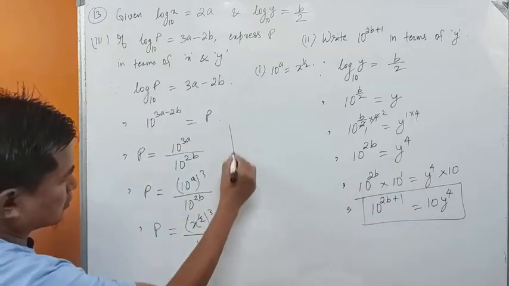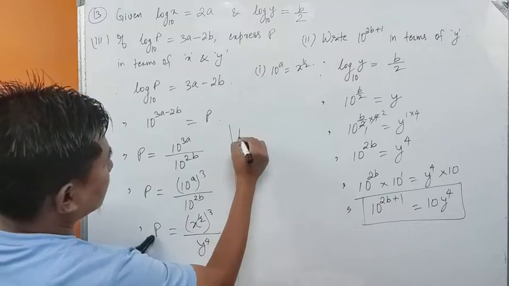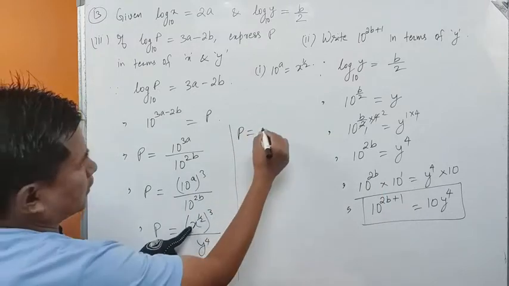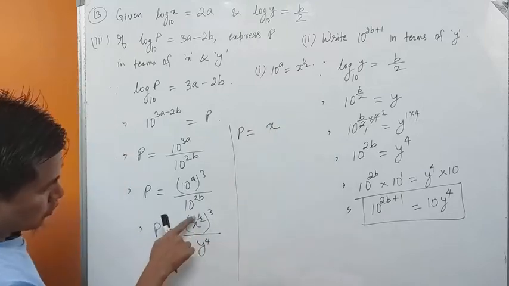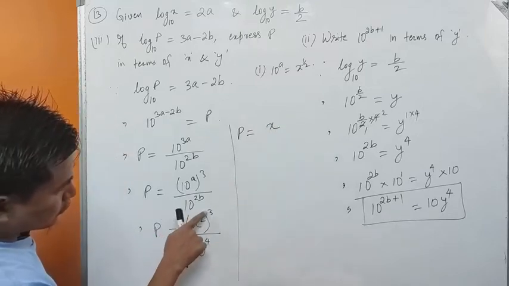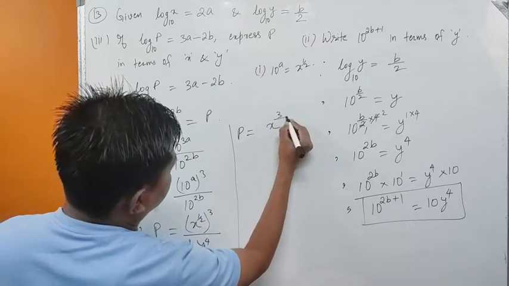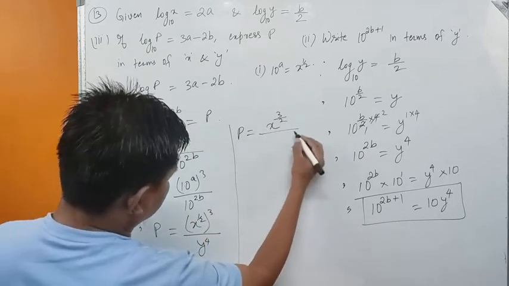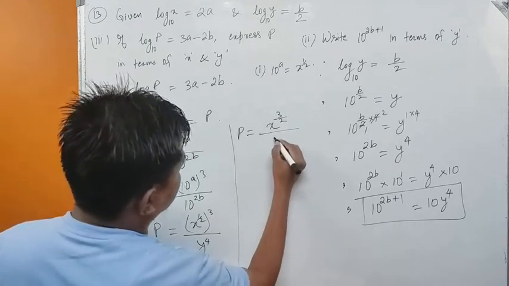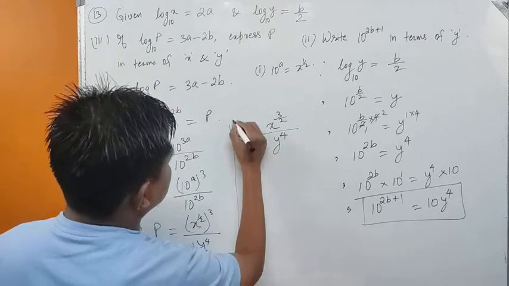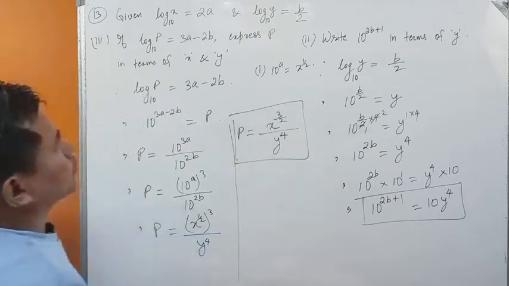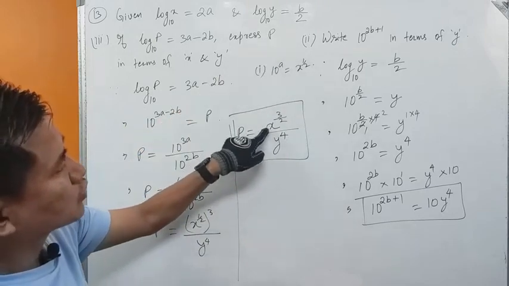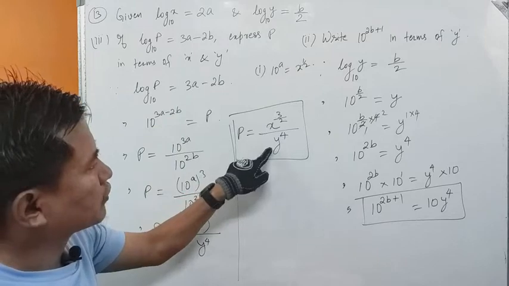Okay, so let me continue here. P equals, now x, so this 3 is in the numerator, so 1 into 3, 3 upon 2, 2 is in the denominator, upon y to the power 4. Okay, so this is the value of p. So we are asked to find the value of p in terms of x and y. So value of p is x to the power 3 upon 2 upon y to the power 4.